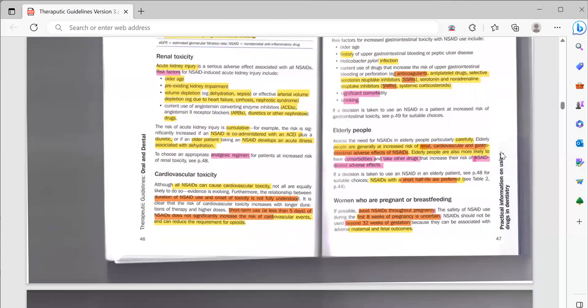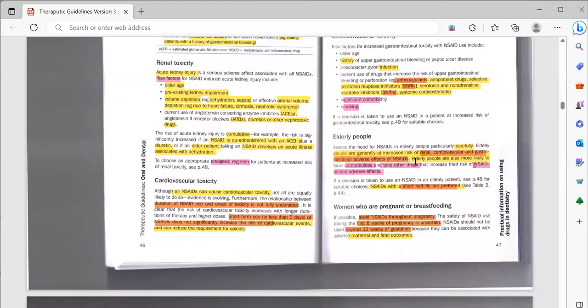Elderly people are also more likely to have comorbidities and take other drugs. With age, we are not that healthy as we get older, and sometimes old people are taking multiple drugs, so we need to make sure that these NSAIDs would not interact with them and would not cause any harm to the patient.